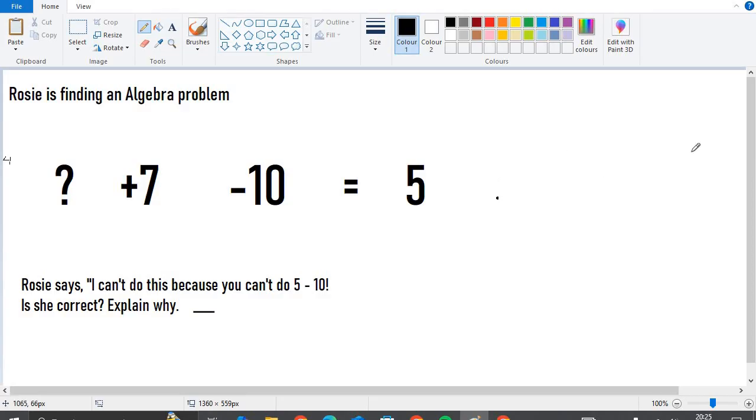To help me a bit, I'll use the little grid I used before. Now let's read. Rosie is finding an algebra problem. Something plus 7 minus 10 equals 5. Let's not focus on this part since we need to find out the answer for this one first. So like we did in the last question, we have to do the inverse. So what's the opposite of subtraction? Let's check our grid, which is adding. So 10 add 5 is 15. I can write 15 at the bottom to remember my number.